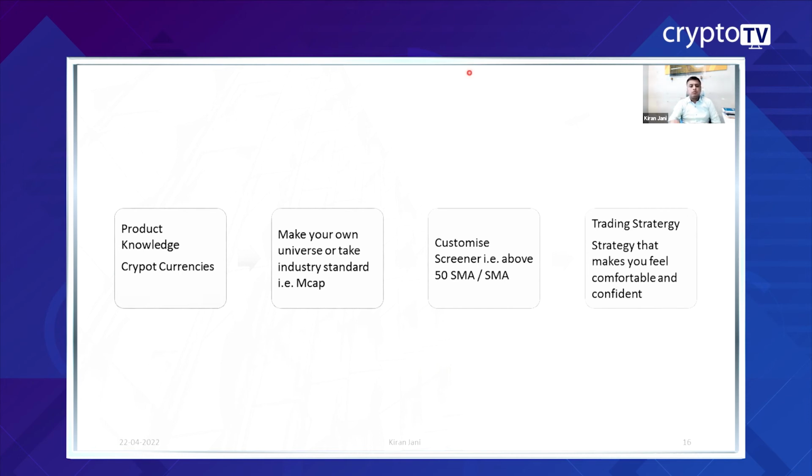After that, you have to make your own universe. For example, ma'am has said there is the IC15, with 15 cryptocurrencies. If you want to trade in that, you can. That is an industry standard. Otherwise, you can make your universe from the market cap: from this market cap to this market cap, I only trade, and below that or above that, I will not trade. So this is called your own universe.